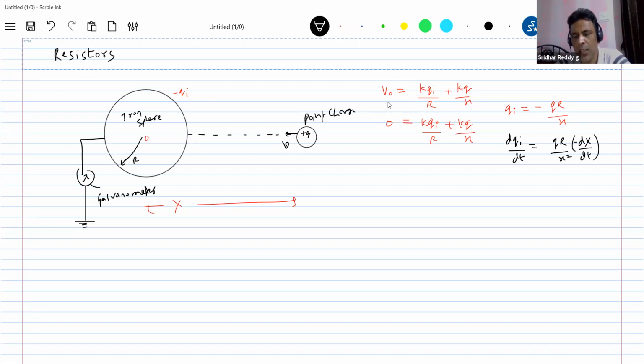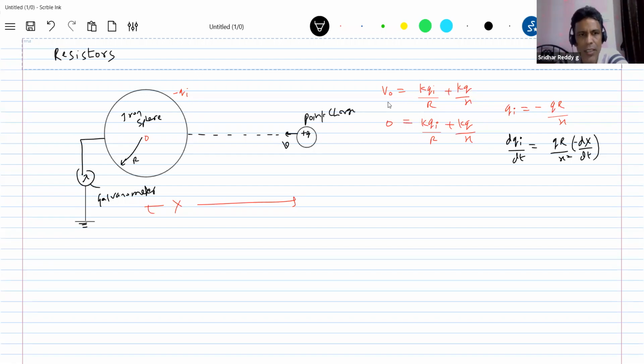In the formula it should be minus KQi by R. I don't know the sign of the induced charge itself, but I came to know the induced charge is negative. I proved it by the equation. Okay, fine, a negative charge is induced. Now I'm going to differentiate.